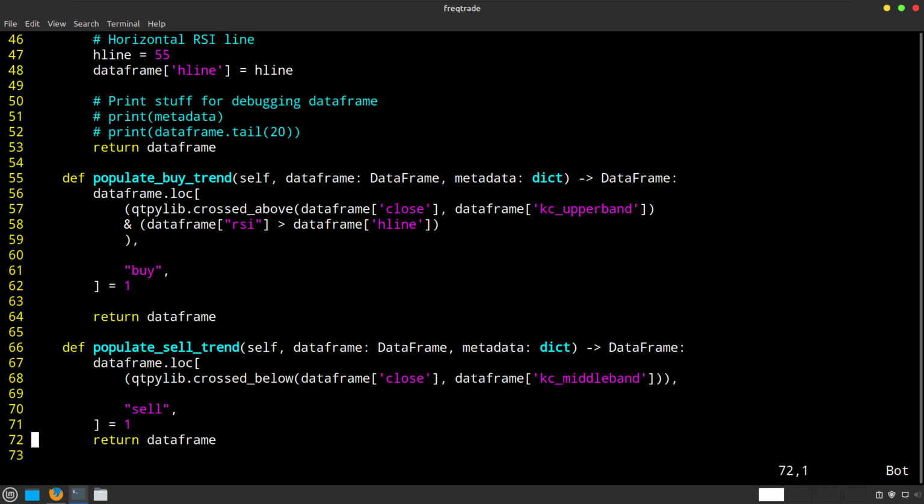So there you have it. There's not much more to it. A very simple strategy which hopefully outperforms the market. And of course I will leave a link to my code in the description below.